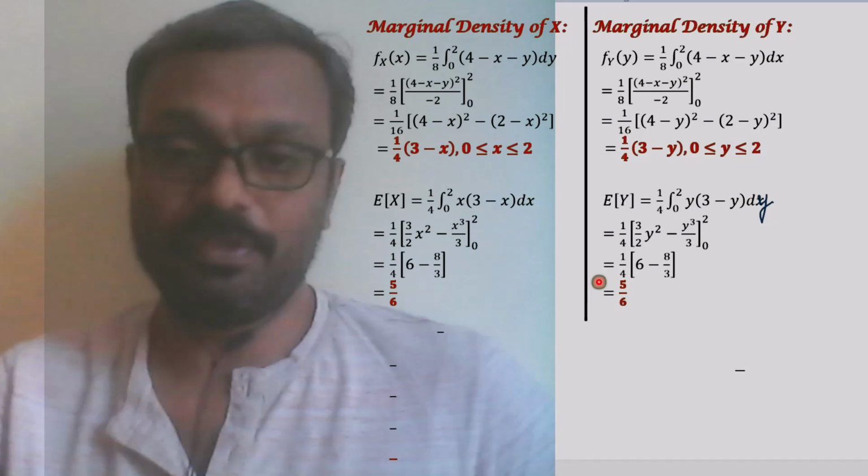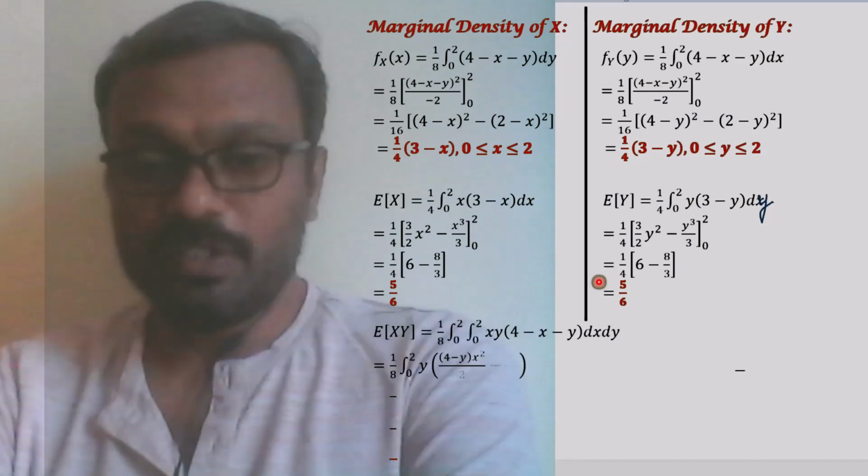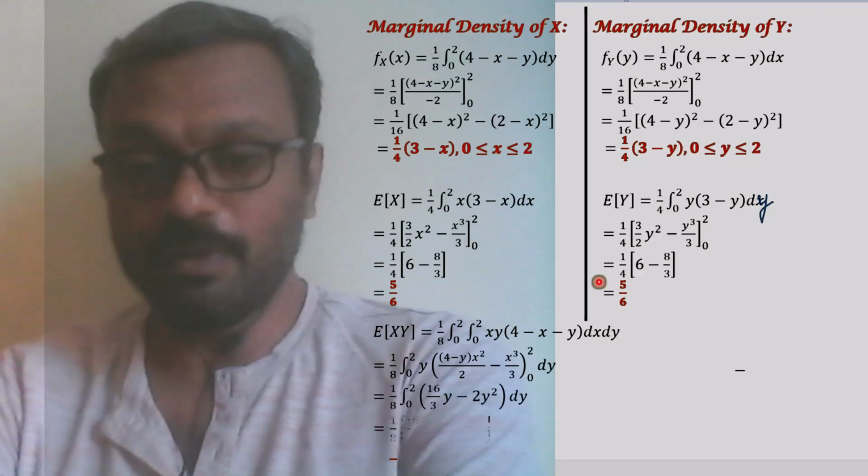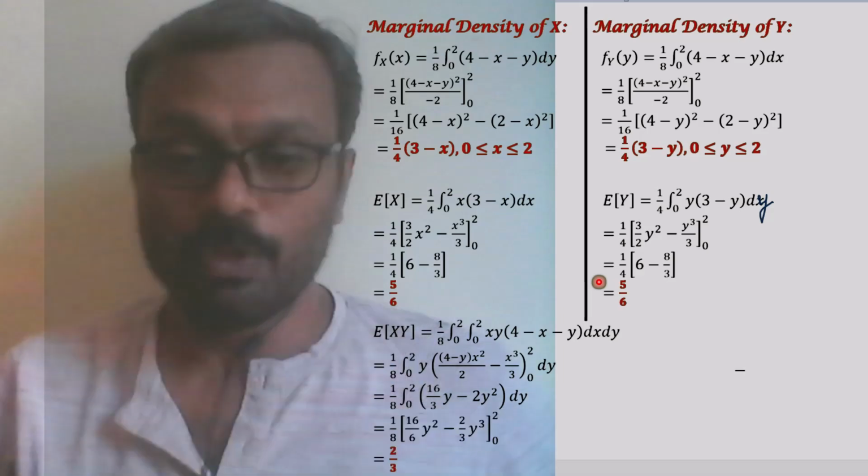Now let us compute the expectation of xy. It is the double integral over the domain of x and y, xy into the joint density function of xy. That is 1 by 8 into 4 minus x minus y, and evaluating the integral, we get expectation of xy is equal to 2 by 3. And now we have E of x, E of y and E of xy. So just apply the formula for covariance, which is E of xy minus E of x into E of y. So it works out to minus 1 by 6.